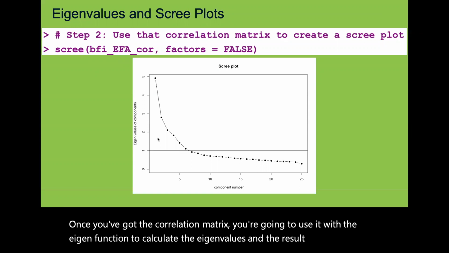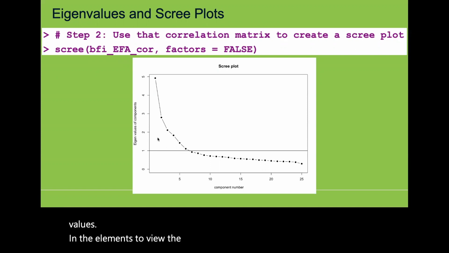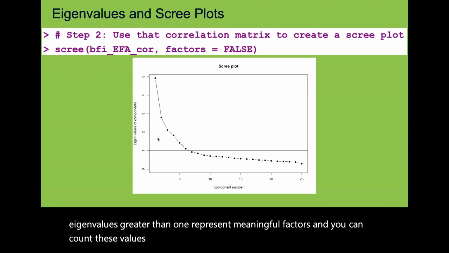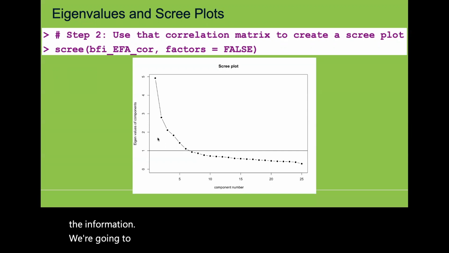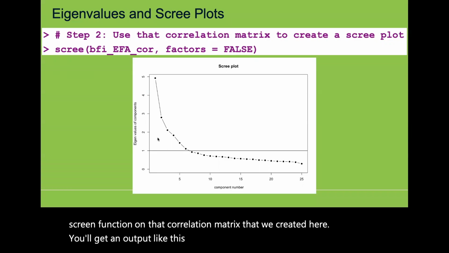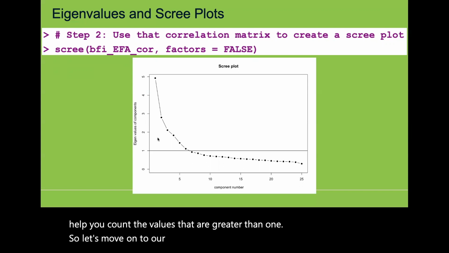And the result is a list object containing several pieces of information. You're going to check out the values in the elements to view the eigenvalues. And a general rule is that eigenvalues greater than 1 represent meaningful factors. And you can count these values in the results, but there's also a quick way to visualize the information. We're going to visualize the eigenvalues with the scree plot using the scree function on that correlation matrix that we created here. You'll get an output like this, and it's complete with a horizontal line to help you count the values that are greater than 1. So let's move on to our tutorial in R.